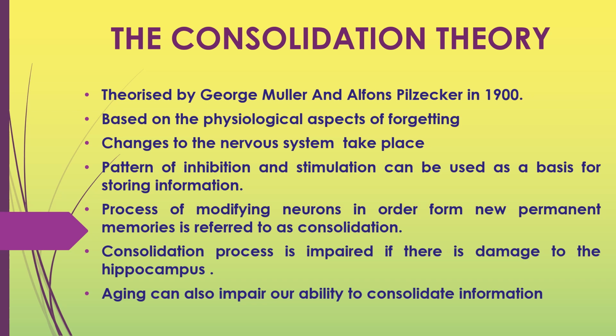Let's see an example for this consolidation. You meet someone new at a party and they tell you their name. You might repeat their name a few times in your head to help you remember it. If you don't use the person's name again for a few days, you might forget it. This is because the memory of their name has not been fully consolidated and stored in long-term memory yet.